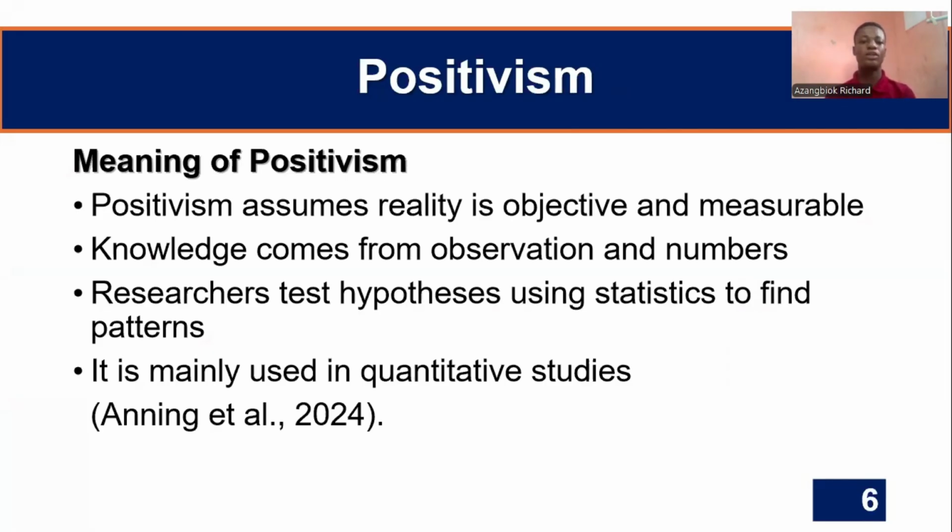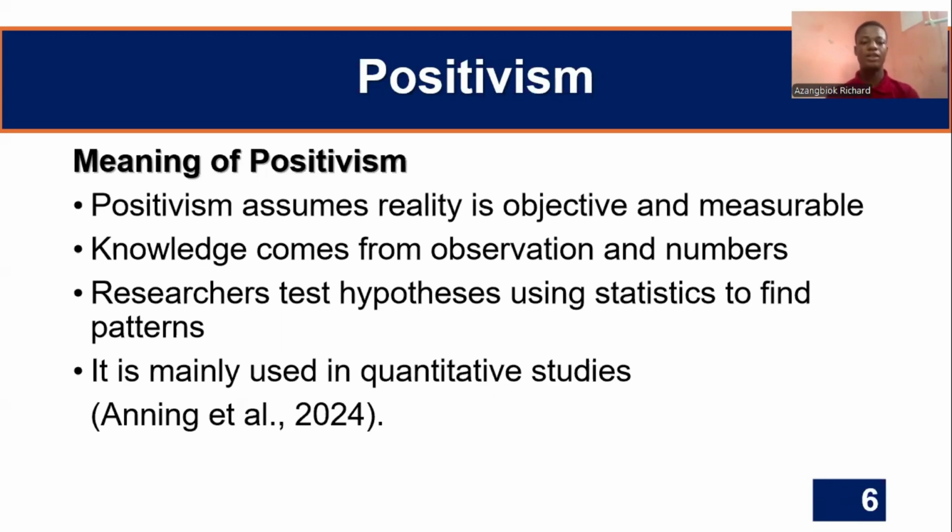Okay, let's now look at positivism. The meaning of positivism, they said that they assume reality is objective and measurable, as we've already talked about. When we say this thing is that, it does not change, and it should be measurable. That is why the method is quantitative, and we all know that when we are talking of quantitative, it involves measuring. The same knowledge also comes from observation and the numbers. So we can attain knowledge through observing or watching others, and then manipulation of numbers.